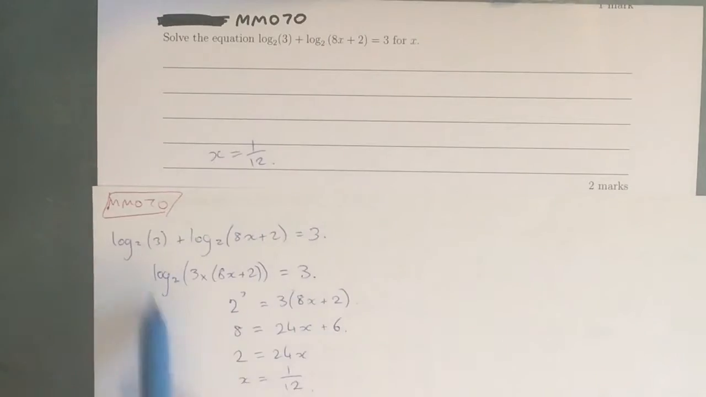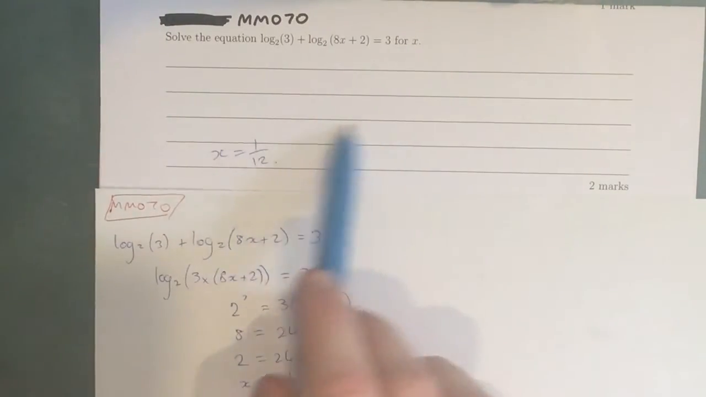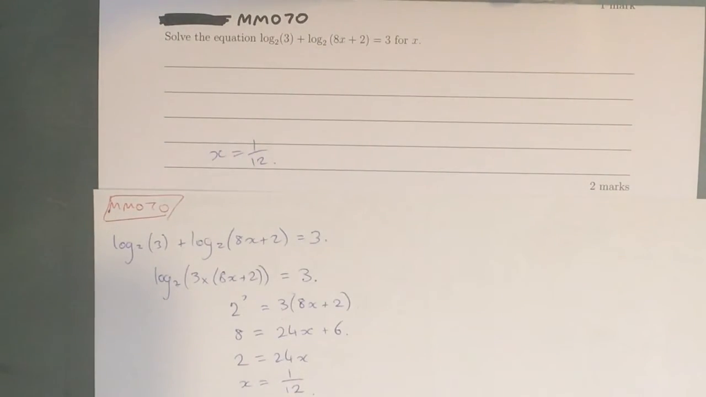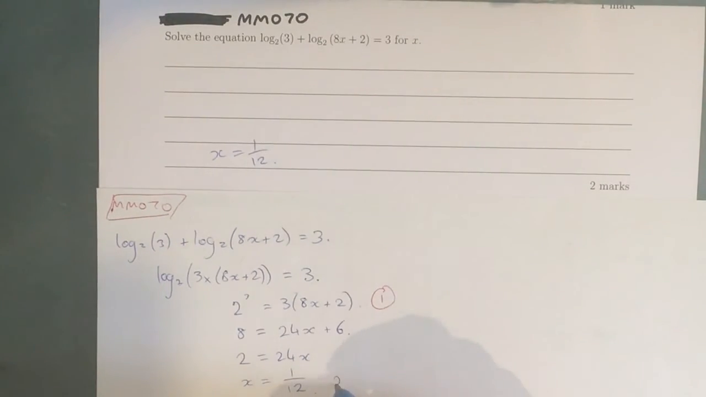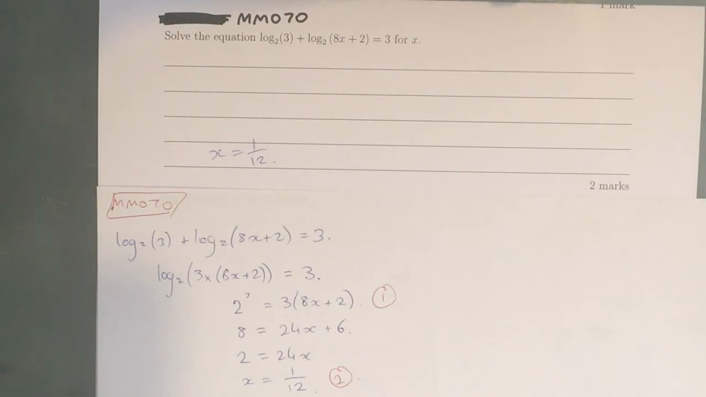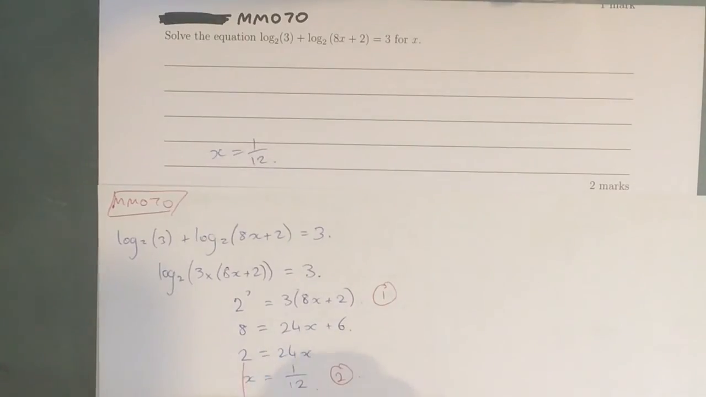So keep in mind that you've got to write all this working on these lines up here when you're actually doing the equation, because it is a 2-mark question. So your first mark is to get it in this form here, and your second mark is the actual answer. Therefore, our final answer is x equals 1 on 12.